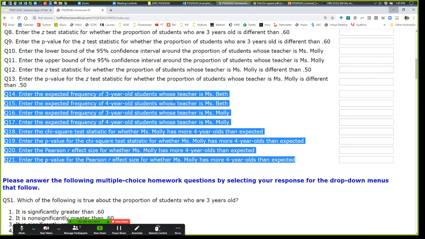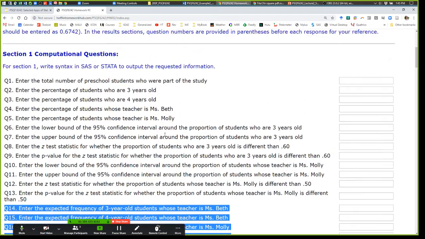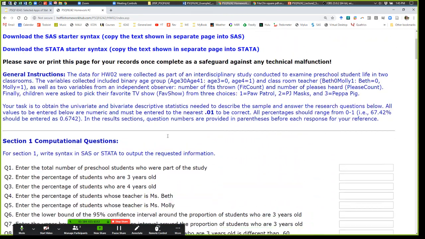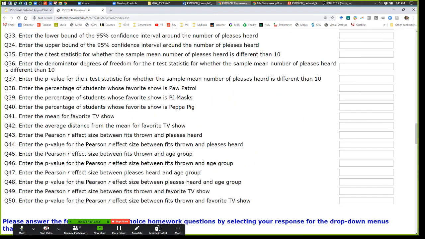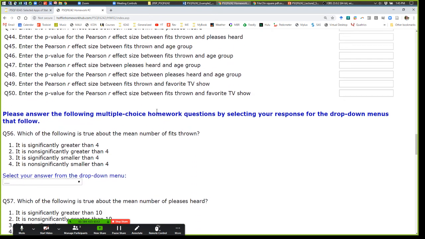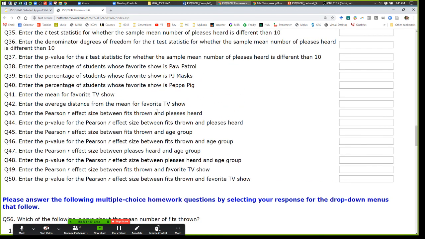And I think we have now hit everything on the homework. Let me check. So I didn't ask for any of the effect sizes for chi-square, so that's good that we skipped those. Yeah. Questions?